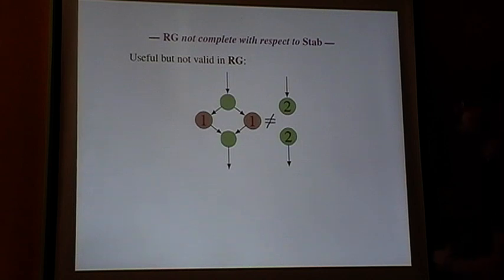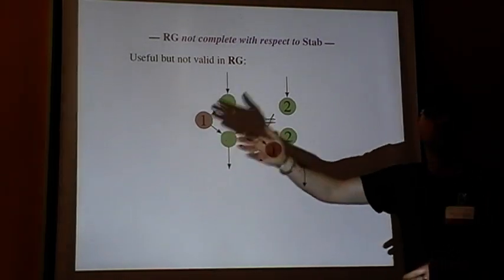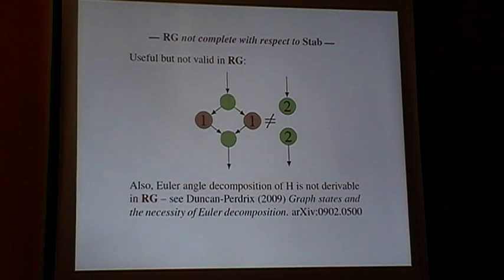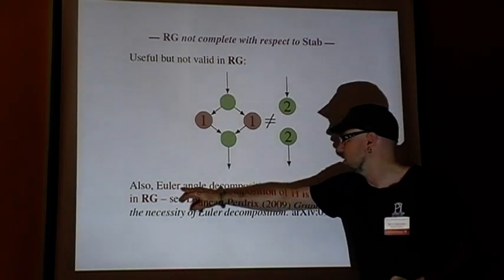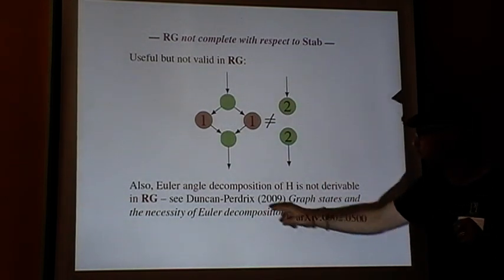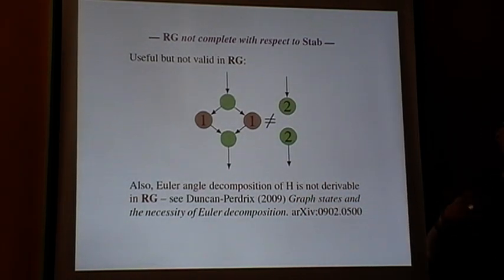This calculus is by no means complete. So here is an equation which is not true, and this is something which is very useful. It popped up in a lot of places where we sort of artificially had to throw it in. This is a rule which is very useful, but not valid. Some other stuff which is not valid: for example, the Euler angle decomposition of the Hadamard gate is not provable. That's something which showed up in a paper by Simon and Ross, who actually proved that van den Nest's theorem, for graph states, is provable in this calculus, if you throw in the Euler angle decomposition of the Hadamard gate. It is kind of brutal to throw that in by hand. So they showed that it was equivalent.